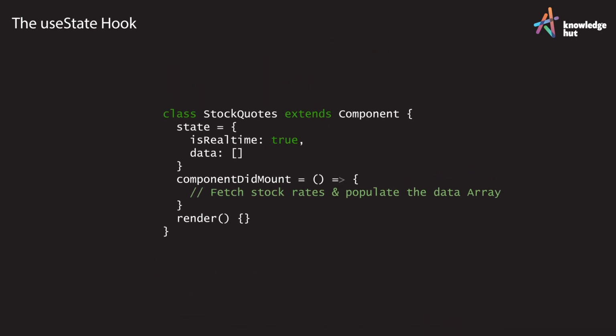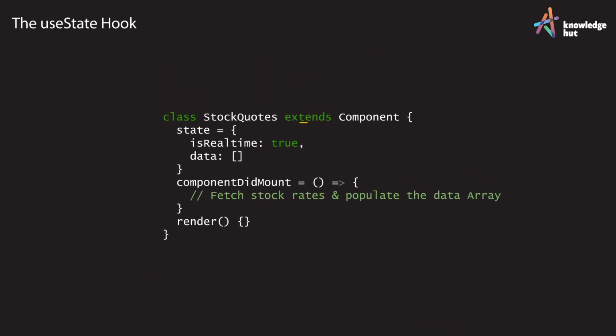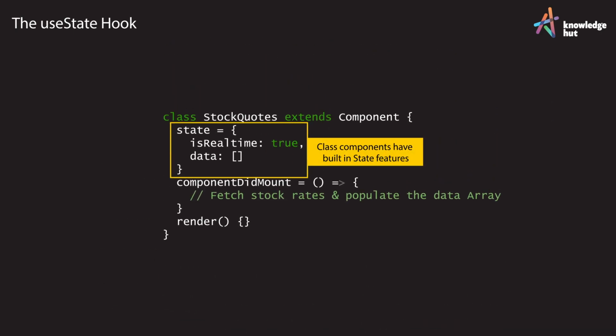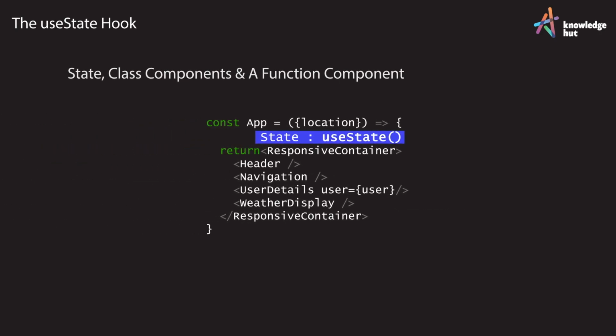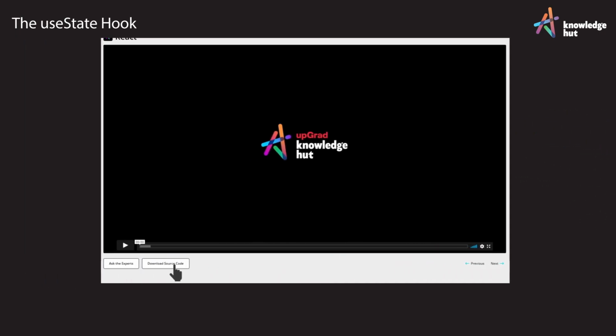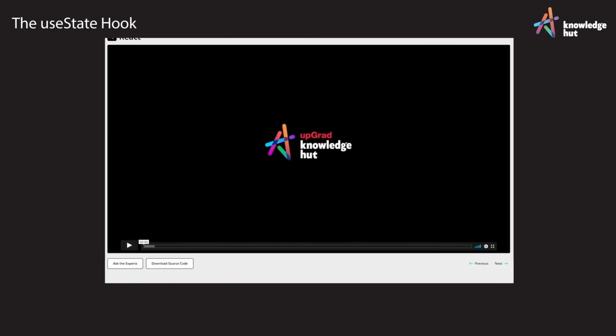For instance, state is a fundamental React feature, and while class components offer built-in state features, a function component lacks the ability to offer stateful properties. With the Hooks API, we can easily plug in state to a function component using the useState hook. And the proof of the pudding is in the eating. So let's work through an example. Begin by downloading and setting up the project and kickstart the development server.